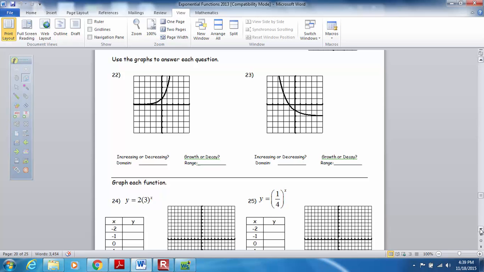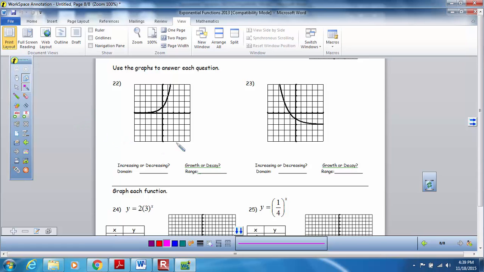For 22 and 23, I want to make sure that you know how to do this because this will be on the test and we haven't talked about it much. They want to know whether the graphs here are increasing or decreasing, whether it has growth or decay, the domain, and the range. Okay, so it's been a while since we've talked about domain. Remember that domain is our x values and range is our y values.